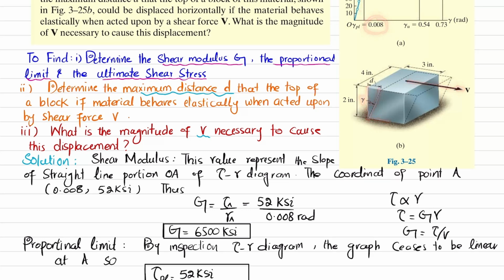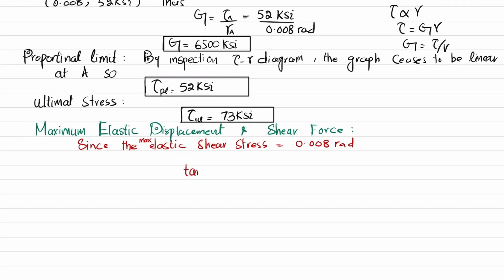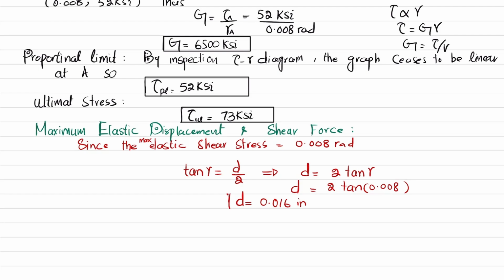So if I take the tangent of this shear strain gamma, that will be equal to perpendicular over base, so d over 2. I will write it downward. So tangent of gamma is equal to d divided by 2. So from here d will be equal to 2 times tangent of gamma, and 2 multiplied by tangent of gamma, which is 0.008 radian. When you multiply this, you will get this displacement d due to the action of shear force, which comes out to be 0.016 inch. Now we have the answer of the second part.